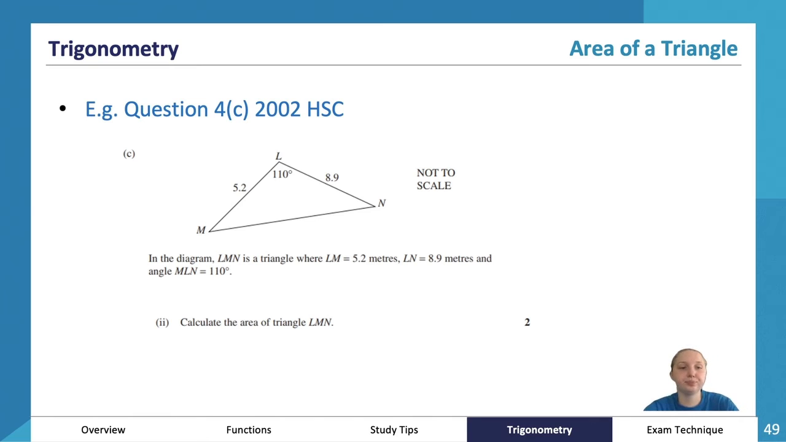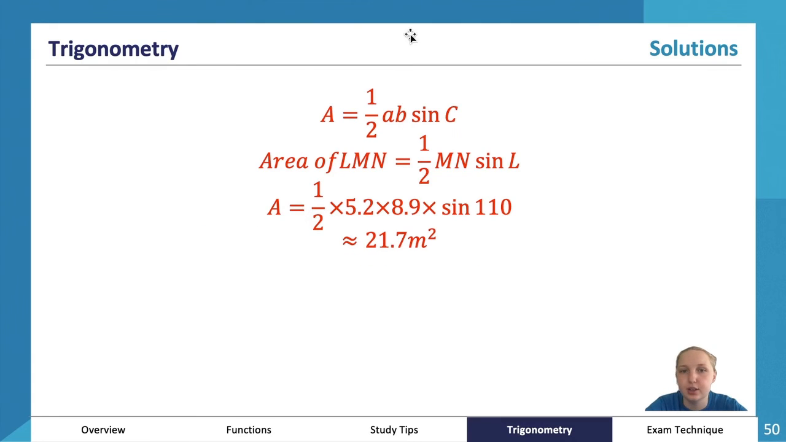Alrighty, so again, this is not too tricky. Area of a triangle is just about substituting things into a formula. So our area equals half times A times B times sine C. Therefore the area of LMN is equal to a half times M times N times sine L. Recognizing here that you've got the two sides, and whichever side you're not multiplying, that's the angle that you use. So area is equal to a half times 5.2 times 8.9 times sine of 110. So your area is going to be equal to 21.7 meters squared. That's all you've got to do for that.